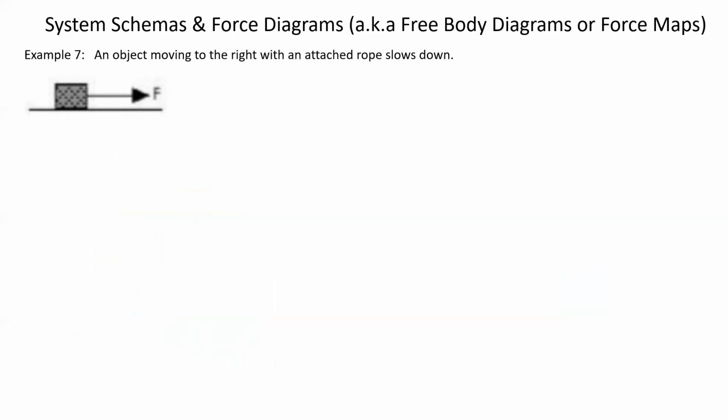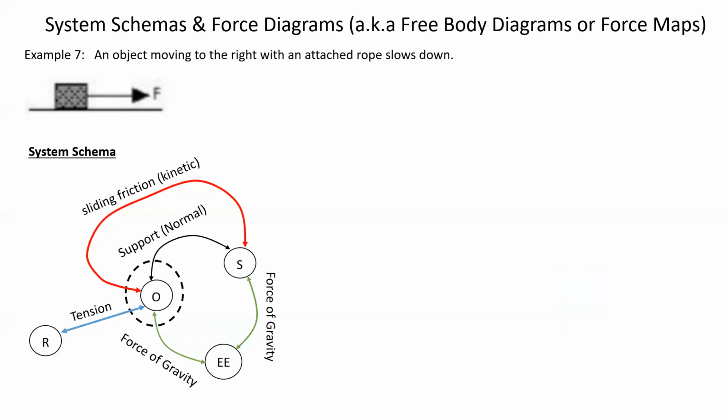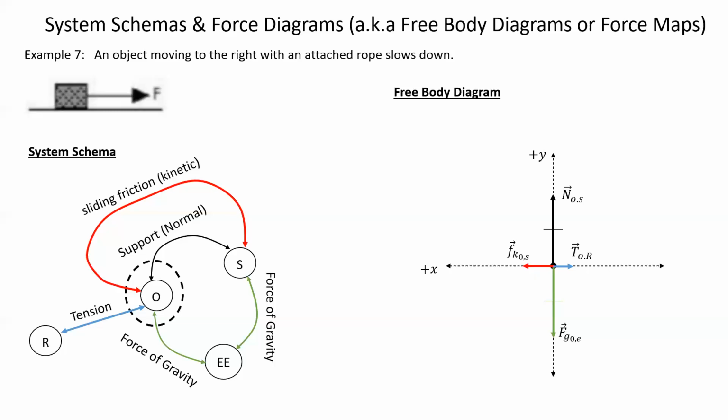An object moving to the right with an attached rope slows down. So this looks similar to the last system schema. It will have 4 forces on it. But in this case, the kinetic friction force is bigger. Notice the positive x-axis now is on the other side. It's always in the direction of the acceleration, so that the net force will always be positive. Again, in this situation, it's not in equilibrium. The net force will not be 0. While the normal and the weight force cancel, the kinetic friction force and the tension force do not perfectly cancel.